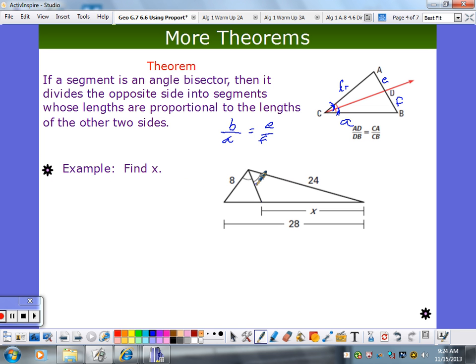Is this an angle bisector? How do I know? Yeah, it's got my two congruent markers here. So this is an angle bisector in a triangle. So I have this is to this, 8 is to 24, as this little piece here is to x. Now how am I going to write that little piece here? They didn't give me a value. Sam, what am I going to do? Yeah. Right, if I know the whole thing is 28, and I take away the x, I'm left with this little piece. So now I have a proportion set up based on that.